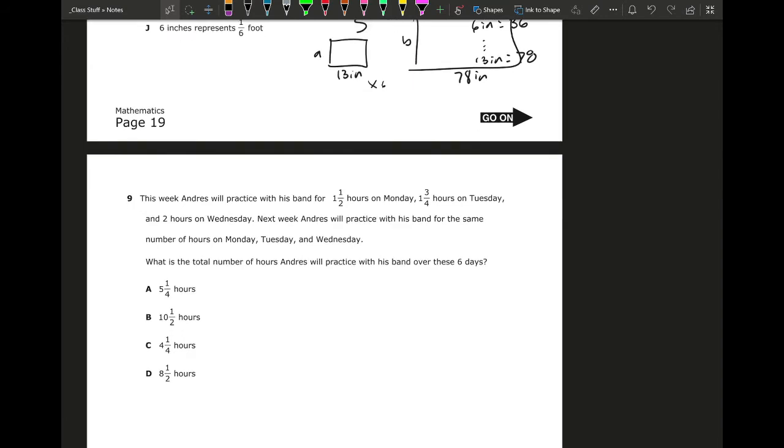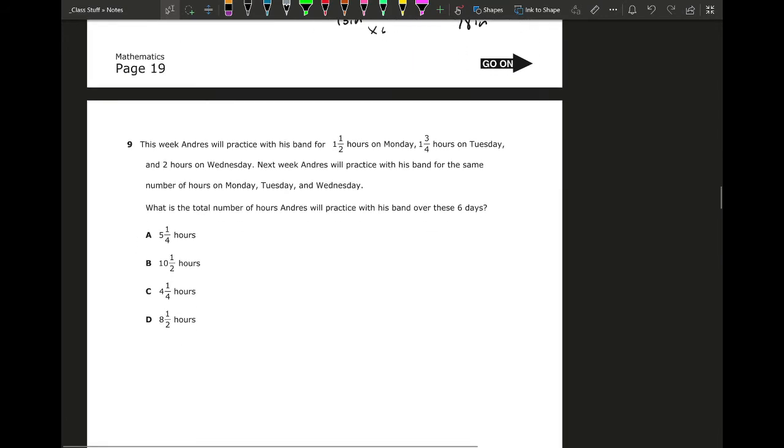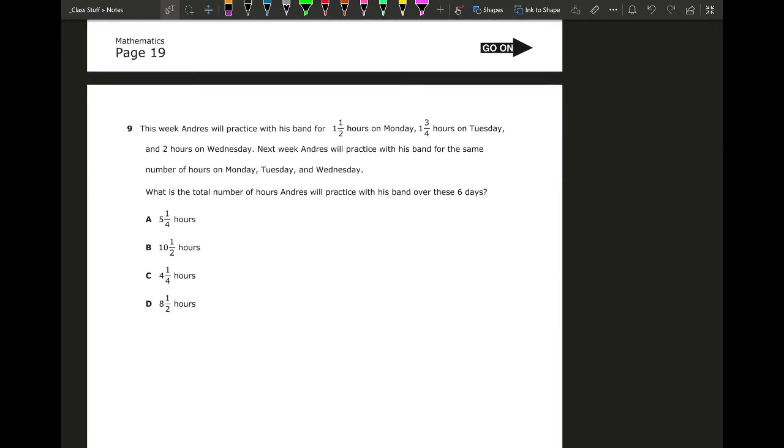Let's see. Number 9. This week, Andres will practice with his band for 1.5 hours on Monday, 1 3/4 on Tuesdays, and 2 hours on Wednesdays. Next week, he will practice with his band for the same number of hours Monday, Tuesday, and Wednesday. What is the total number of hours that Andres will practice with his band over these 6 days?